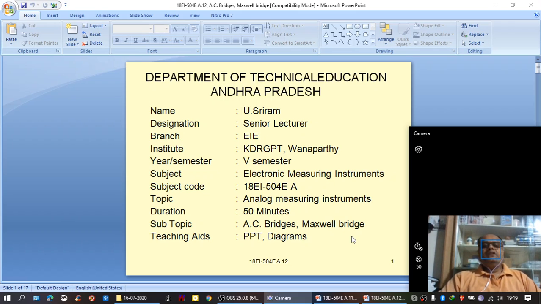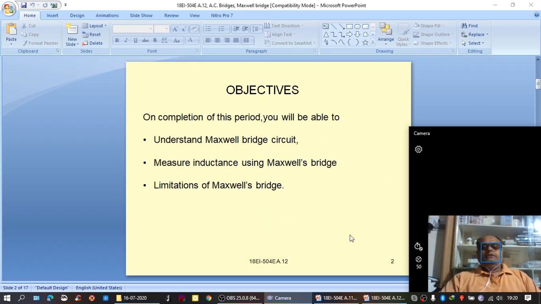In this class, I am going to discuss AC bridges and the basic structure of an AC bridge, the condition for bridge balance for an AC bridge, and then we will try to analyze one such AC bridge, that is Maxwell bridge. And of course, what are the limitations of Maxwell bridge and how Maxwell bridge can be used for the measurement of unknown inductance.